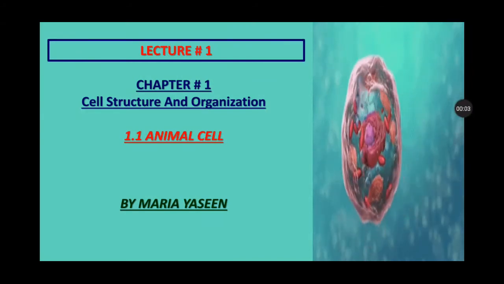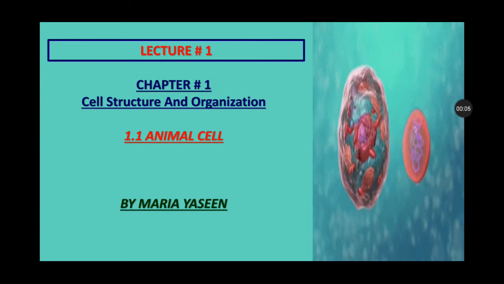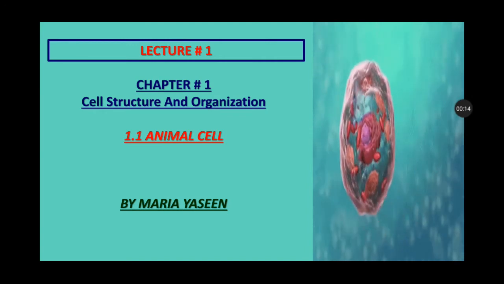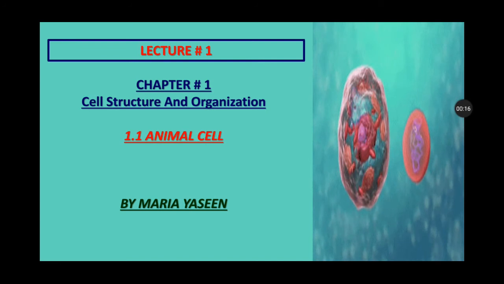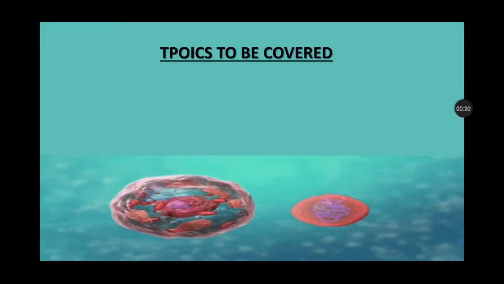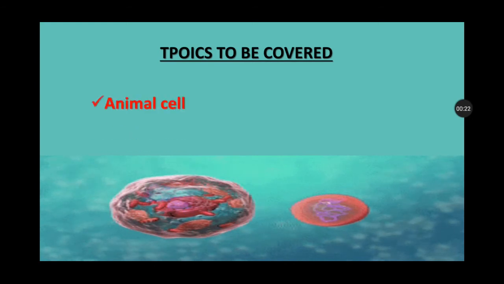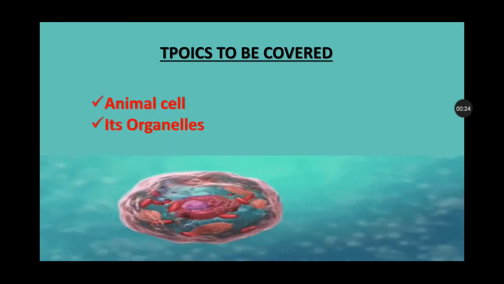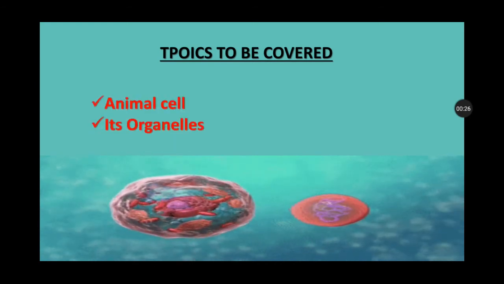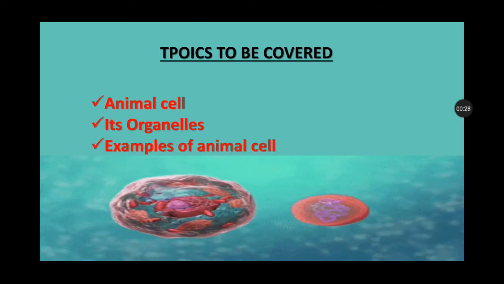From today, I am going to start O-Level Biology 5090 classes. And today, I am going to give you my first lecture of chapter number 1, Cell Structure and Organization. My topic will be Animal Cell. Topics in this video to be covered are animal cell, its organelles, its components, and examples of animal cells.